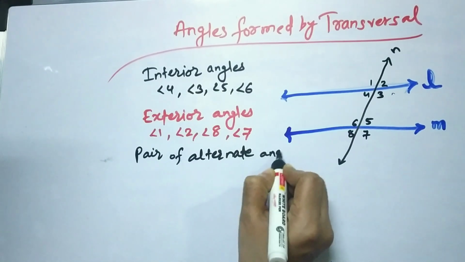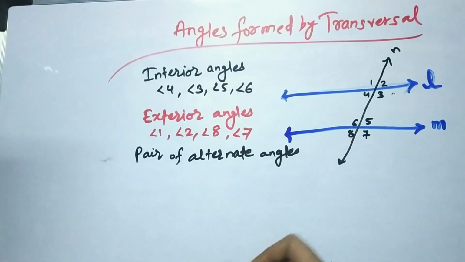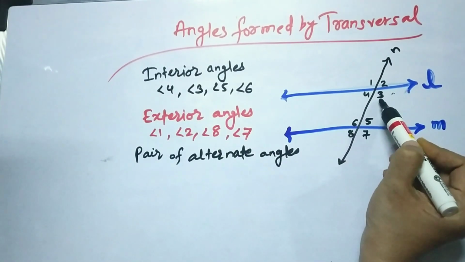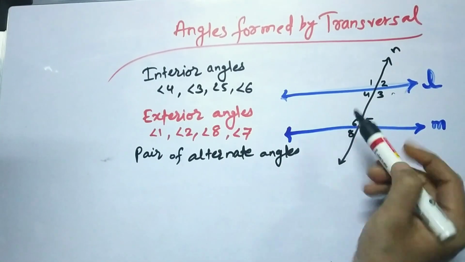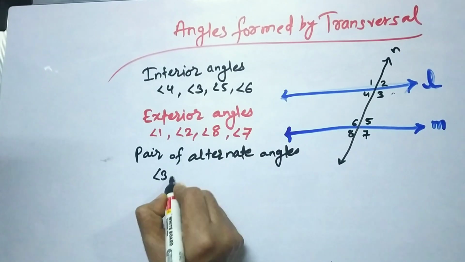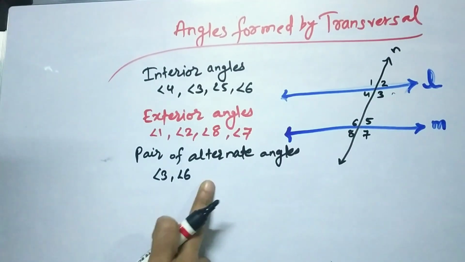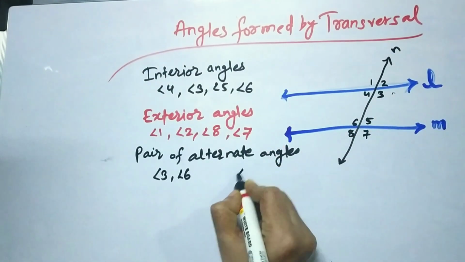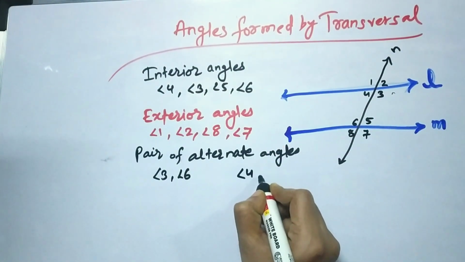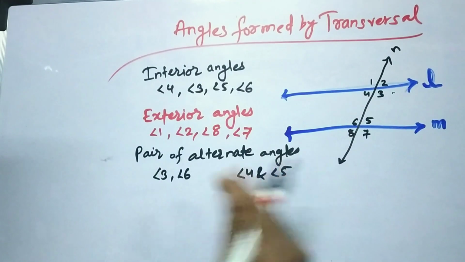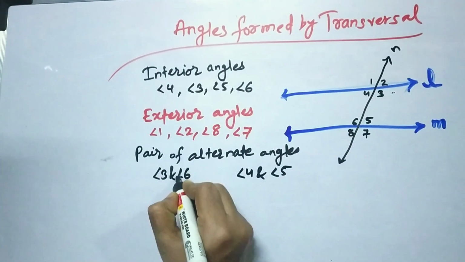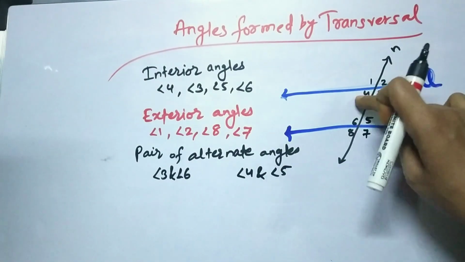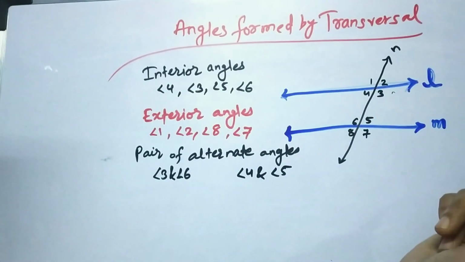Again, you can say there are pair of alternate angles. So friends, you can see here pair of alternate angles are this angle 3 and angle 6. Angle 3 and angle 6. This is one pair of alternate angles. In the same way angle 4 and angle 5. So angle 3 and 6 are alternate angles. Angle 4 and angle 5 are also alternate angles.